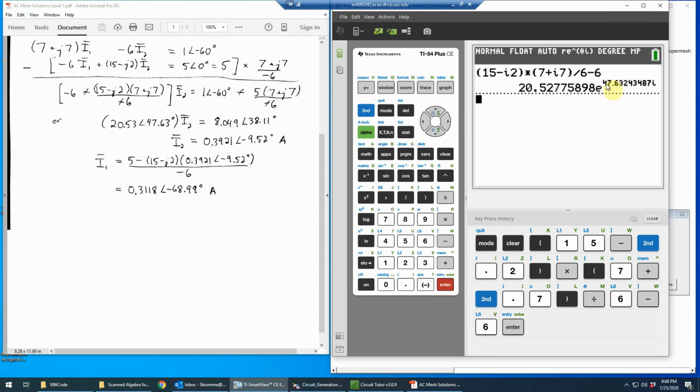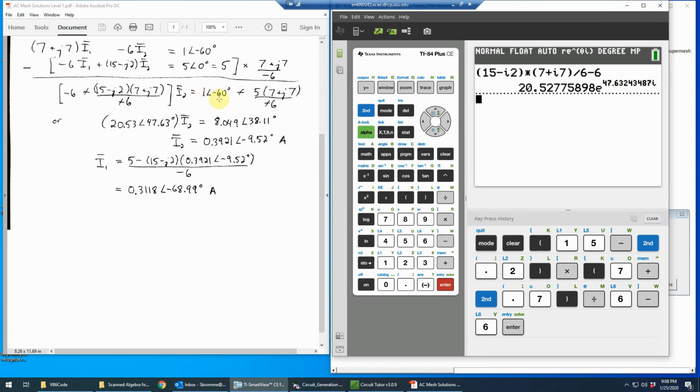Okay, so we press enter there, and that will give us this number 20.53 to 4 significant digits. And this angle now is in degrees because I'm in degree mode. So this would be 47.63 degrees times I. Because remember, that's a different form of the polar form of a complex number. So I just wrote it here using the angle notation. And then we can similarly evaluate this term.